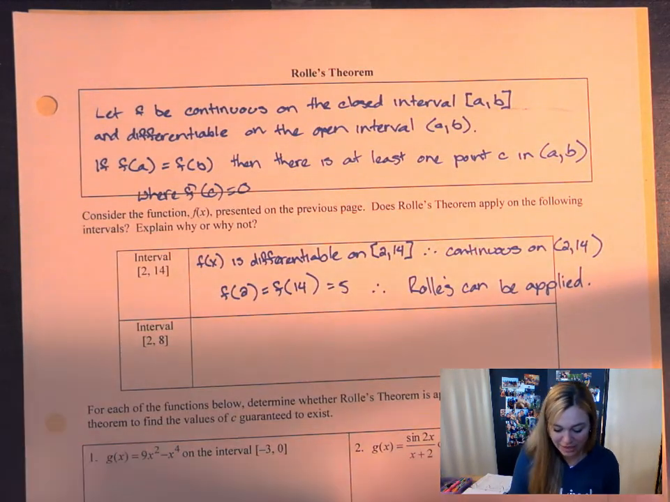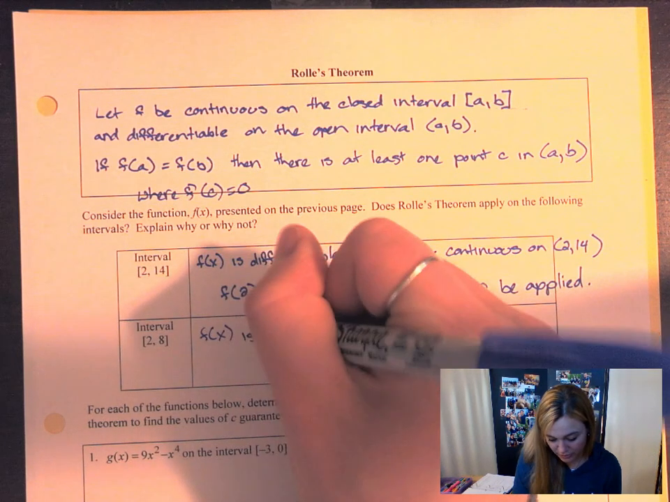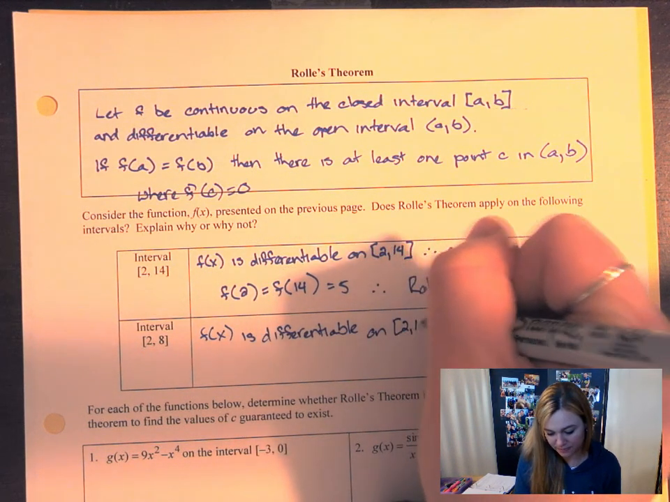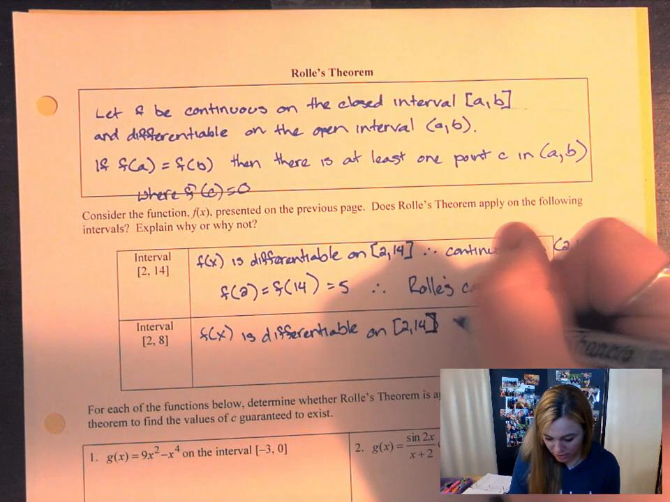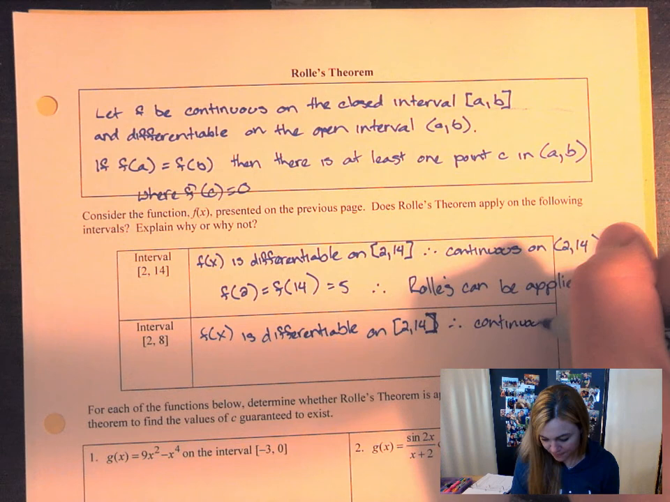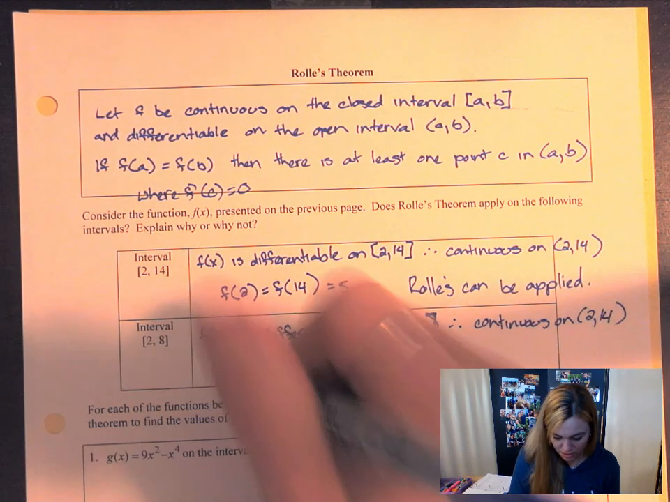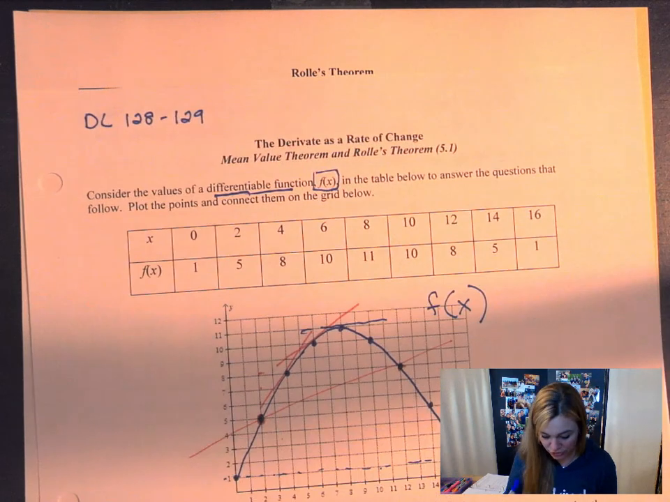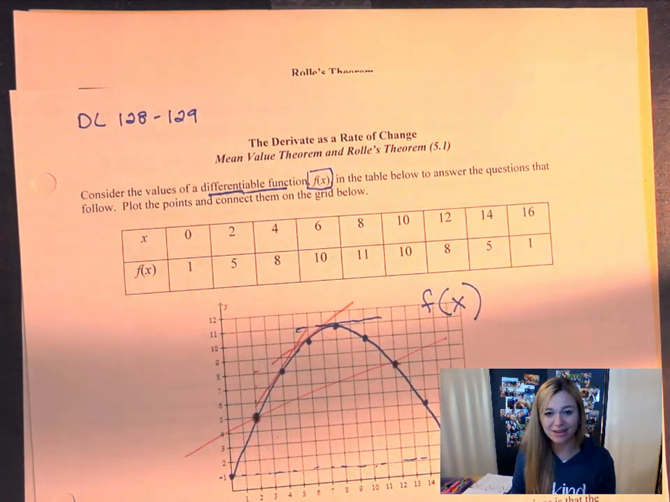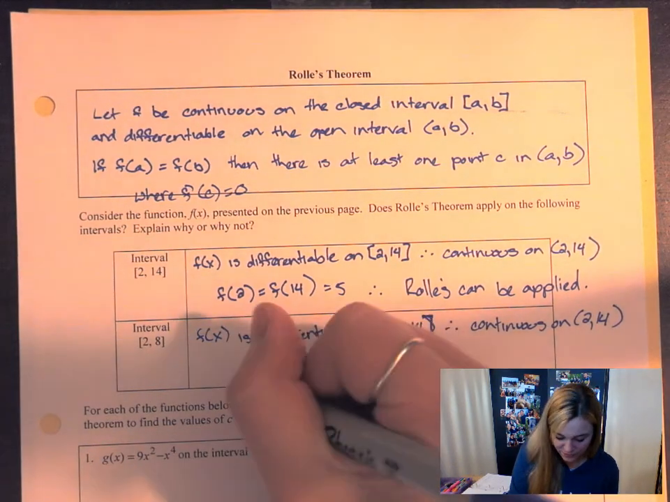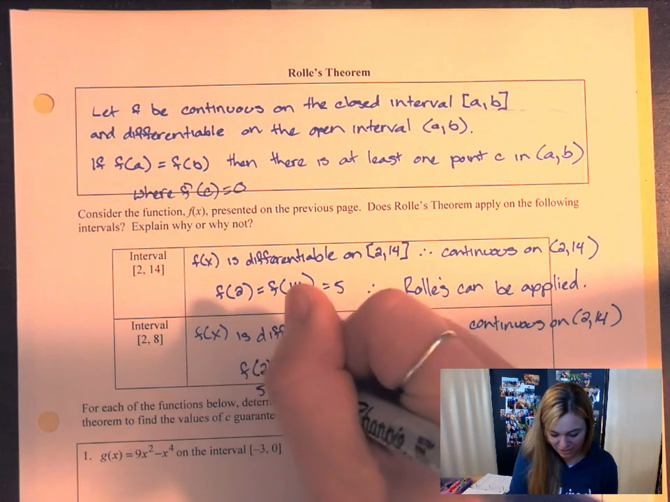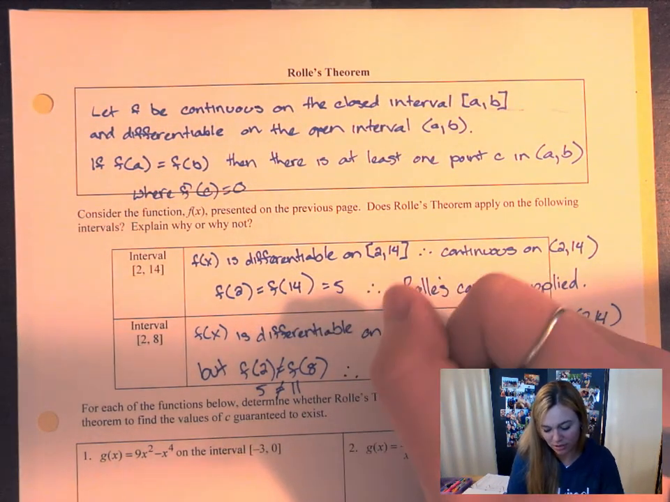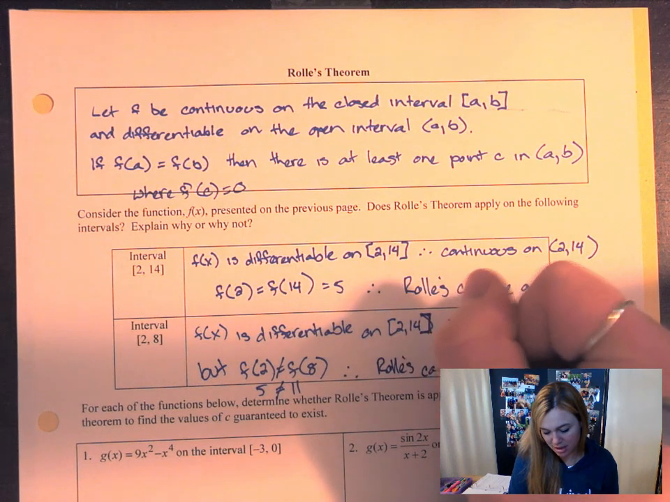Okay, let's do another one. What about 2 to 8? Well, I already know f of x is differentiable on this interval from 2 to 14. Oops, sorry, closed interval. Therefore continuous. So this is a good start. Good, good, good. But I want to check, is f of 2 equal to f of 8? Well, f of 2 was 5. F of 8 was 11. What? So we've got 5 and 11. 5 doesn't equal 11. But f of 2 does not equal f of 8 because 5 doesn't equal 11. Therefore, Rolle's cannot be applied.